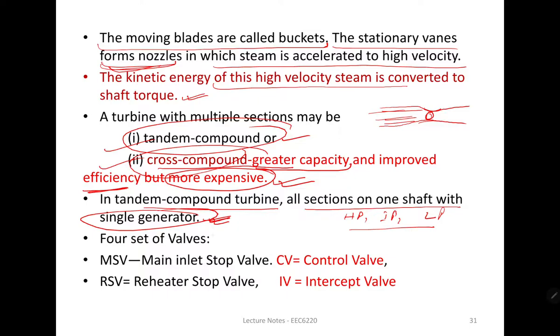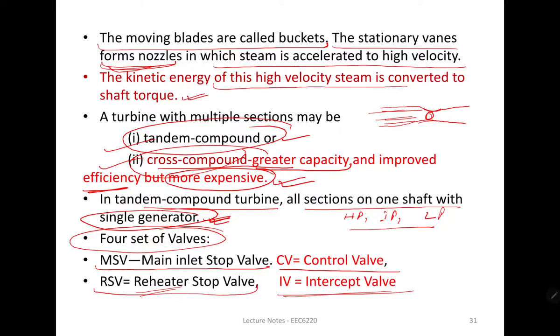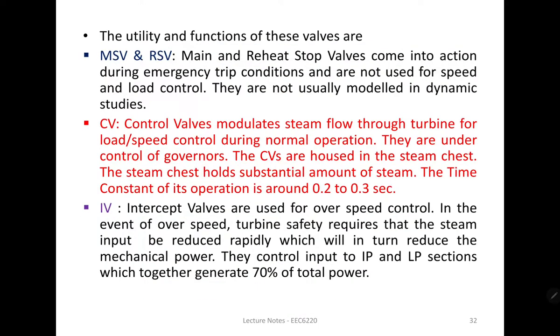We have four sets of valves in the turbines to operate them: the MSV, main inlet stop valve; the RSV, reheater stop valve; the CV, control valve; and the IV, intercept valve. How they work and what they are, let's see. So the utility and function of these valves are simply MSV and RSV.